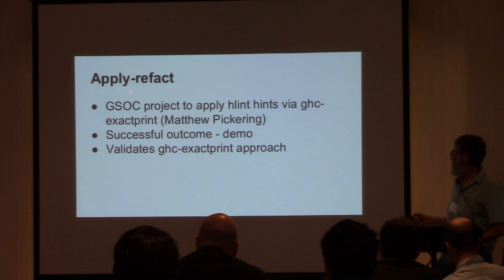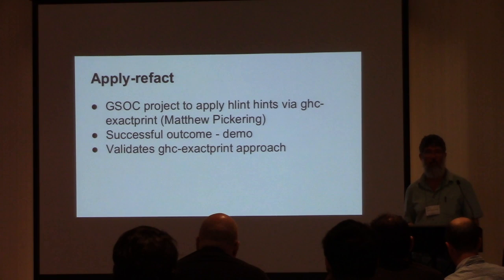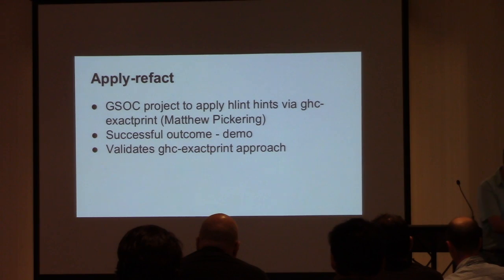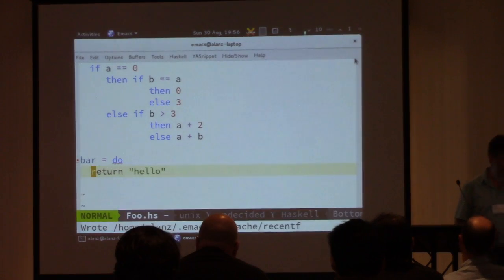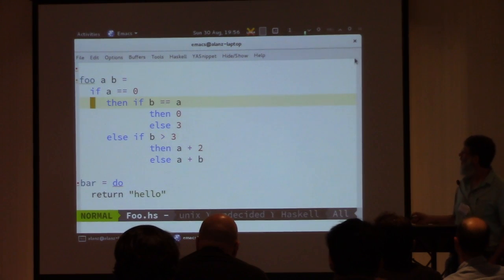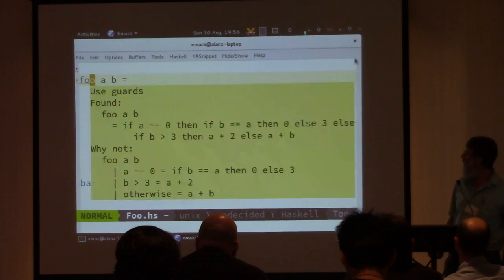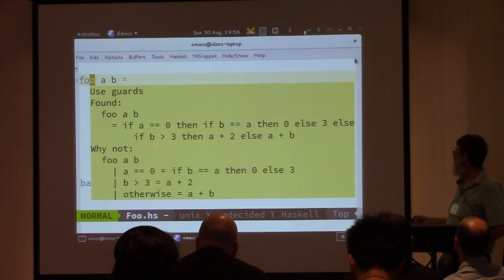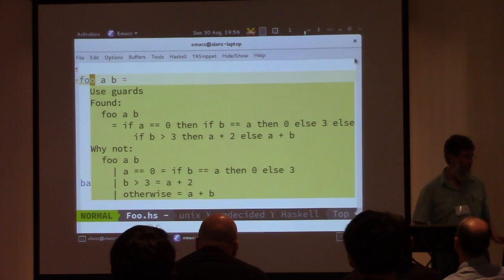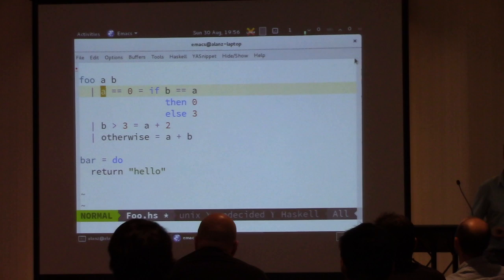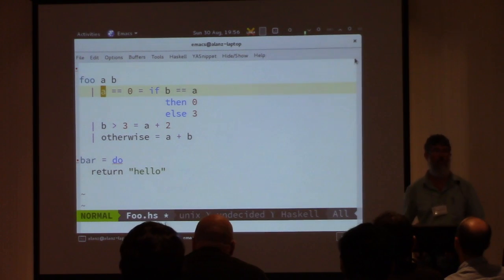Now, an example is there's a library, apply-refact, that Matthew Pickering did for his Google Summer of Code. It's on Hackage, and I can show you how it works. So here we have, you'll notice, an HLint hint that says we've got this very complicated if then else, why not do that? So we can say, okay, let's do that. And there we go. Just like that.